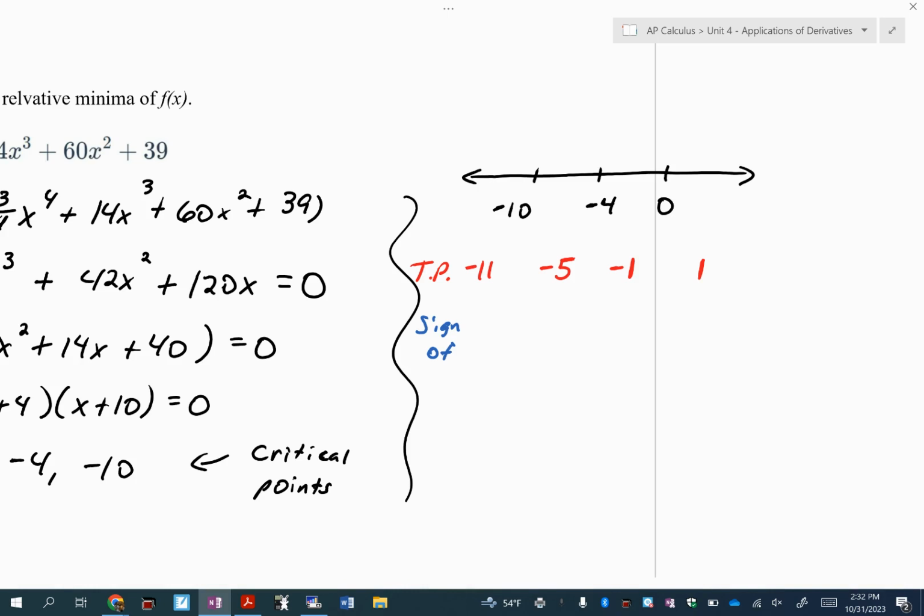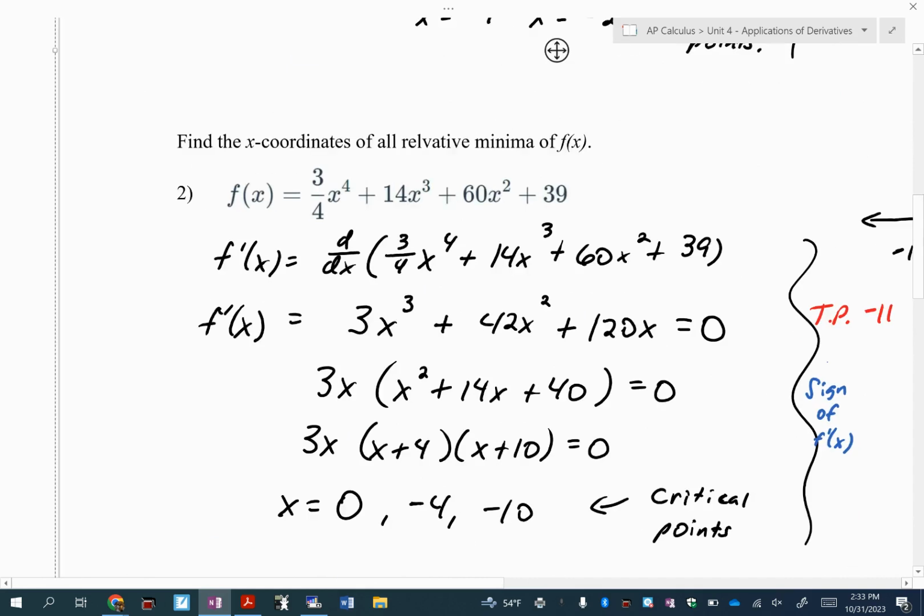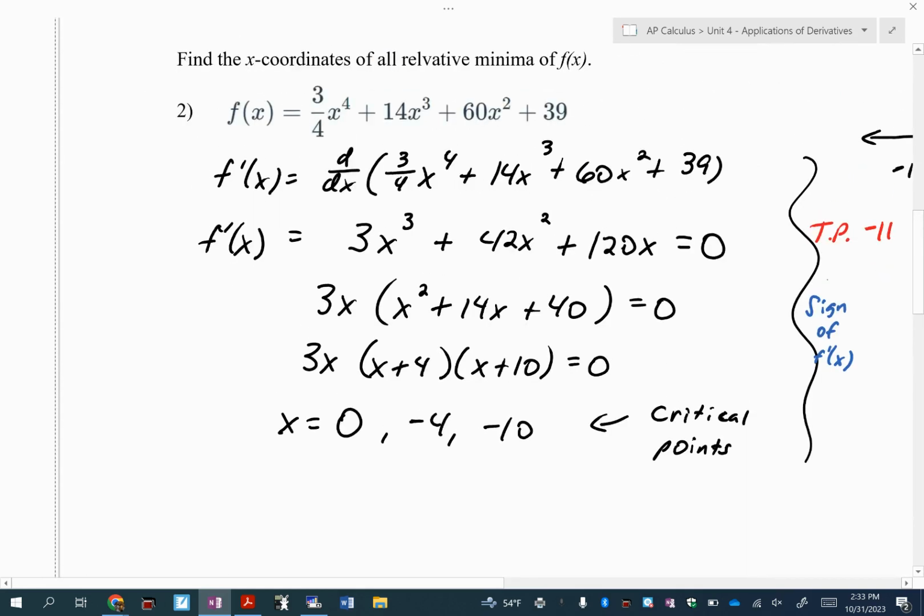Okay? Go ahead. Yeah? For the first one, why'd you put 0? The first one, why'd I put 0? Of my critical point? Yeah, the first problem we did. Great question. So in my first problem, the -6 that was factored out did not have an x with it. So that's why I didn't have 0. But this one, this 3 that I factor out does.